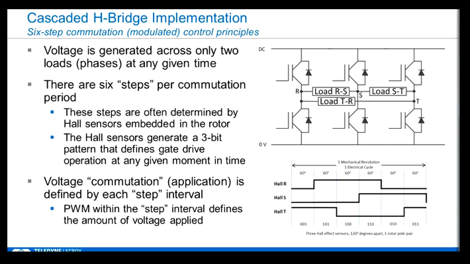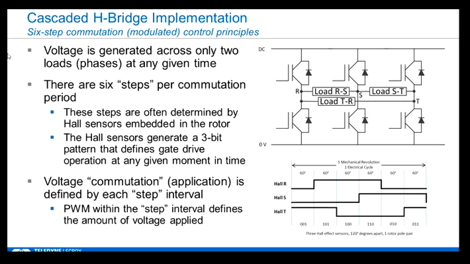There's another methodology as well called six-step commutation, and it's a little bit different because voltage is only applied across two phases at any given point in time. There are six steps to this commutation process, and these steps are determined by using Hall sensors that are embedded in the rotor of the motor. This is very common in lower-cost motor drives. These three Hall sensors generate a 3-bit digital pattern that defines these six steps. You can see here the Hall sensors on the R, the S, and the T phase. So that's a 0, a 0, and a 1. So that's 0, 0, 1, and so forth. There's no 1, 1, 1, or 0, 0, 0. So out of this 3-bit pattern, there are six different states, which is why it's called six-step commutation.